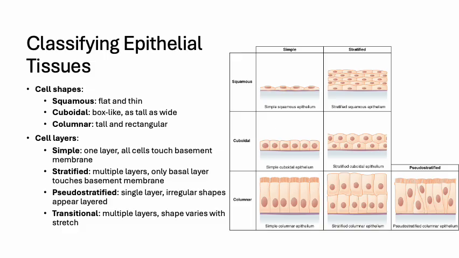Epithelial tissues are classified based on two main features: cell shape and number of layers. Cell shapes include squamous, which are thin and flat, cuboidal, which are roughly as tall as they are wide, and columnar, which are tall and rectangular. In terms of layers, simple epithelia consist of a single layer of cells, while stratified epithelia have multiple layers. Pseudostratified epithelium appears layered but is actually a single layer, and transitional epithelium can change shape in response to stretching.